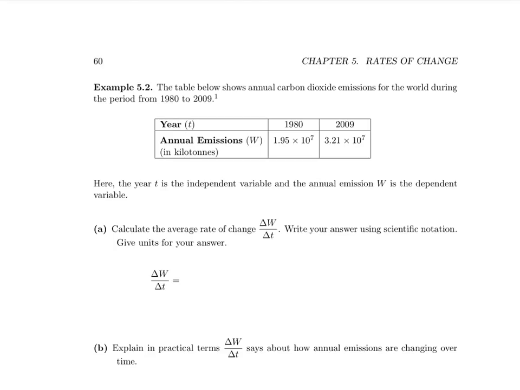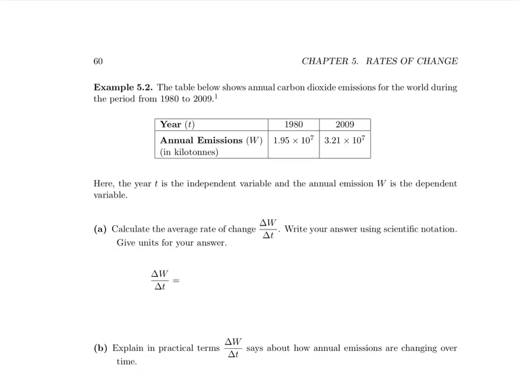In this screencast, we continue our exploration of average rate of change. Let's look at example 5.2. The table below shows annual carbon dioxide emissions for the world during the period from 1980 to 2009. This data was taken from the World Bank.